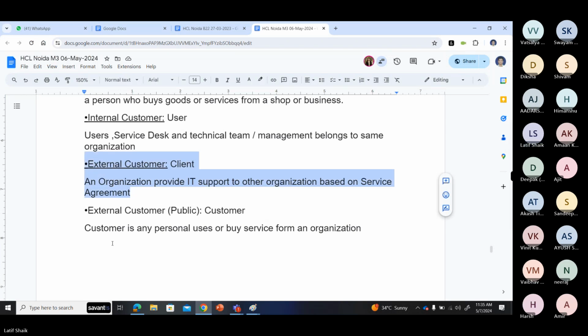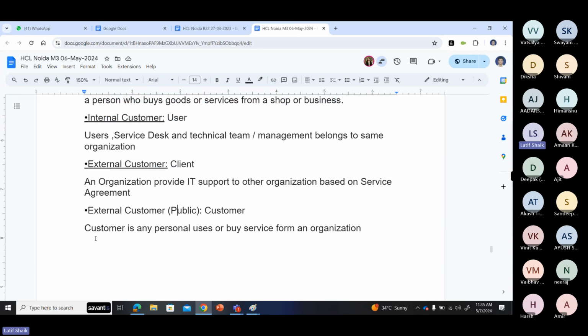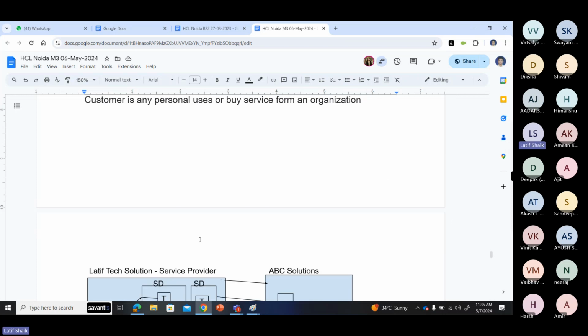Okay. So what is our duty? We are supporting our clients. Client means the external organization, not part of our organization, outside of our organization. Public means, of course, it is an external customer, not part of our organization, but it is an individual user. A customer is any person who uses or buys services from an organization. Okay, I purchase Jio like that.